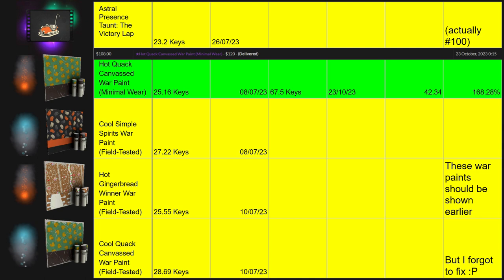A nice looking warpaint, but again, Hot and Isotope would look great here. I don't think I could fluke sell this one like the hot minimal wear one, but I should still be able to make a nice profit on this.